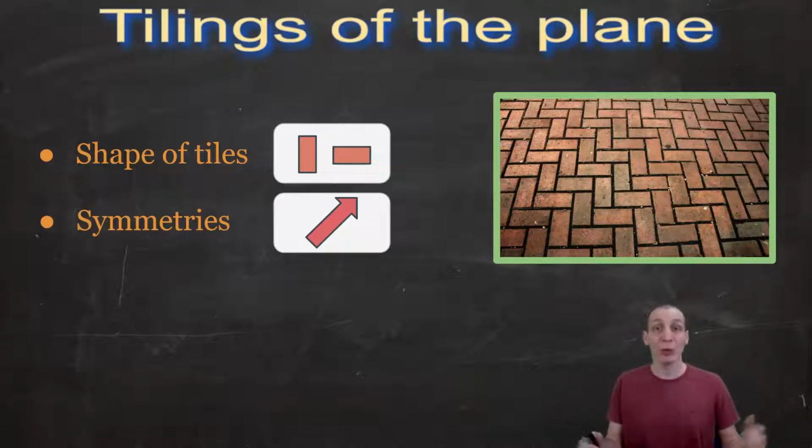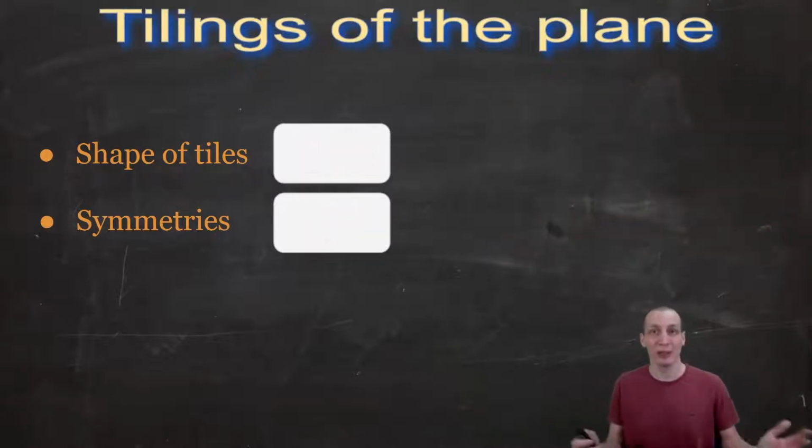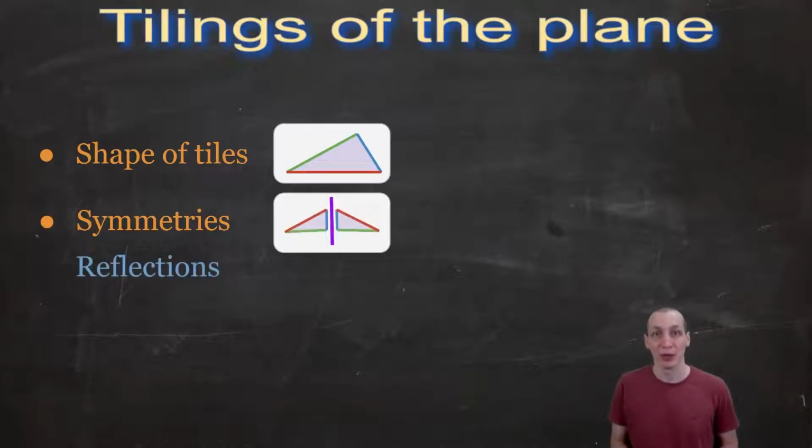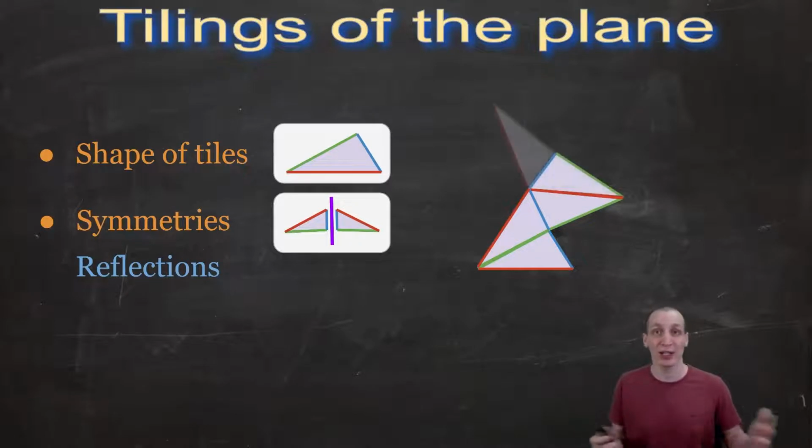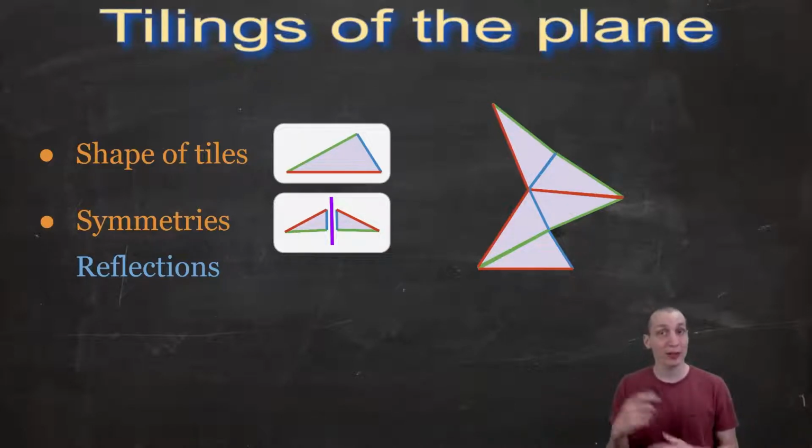So now we need to know what is the shape of our tiles and what are the symmetries. So for the shape, we're going to take the triangle, and for the symmetries, we're going to take the reflections. So for example, start with a single triangle, and then take its reflection through one of its edges, and then another reflection, and another reflection, and another reflection, and try to use this process to cover the whole plane. If you do try it, you might find yourself in some sort of a problem.